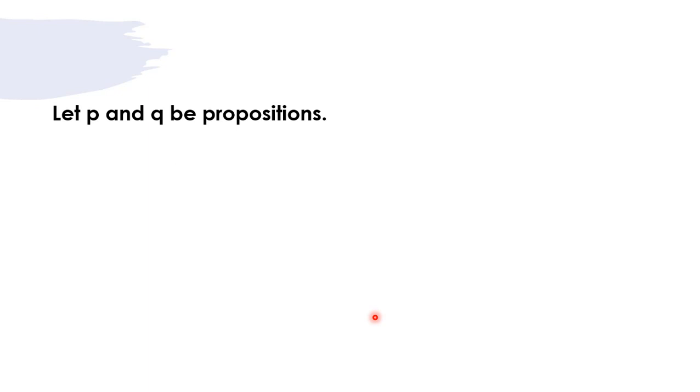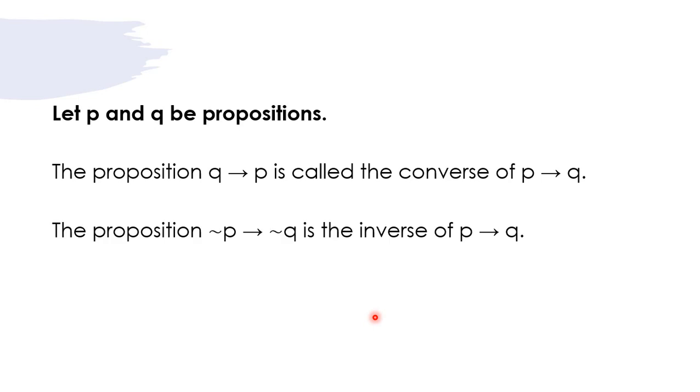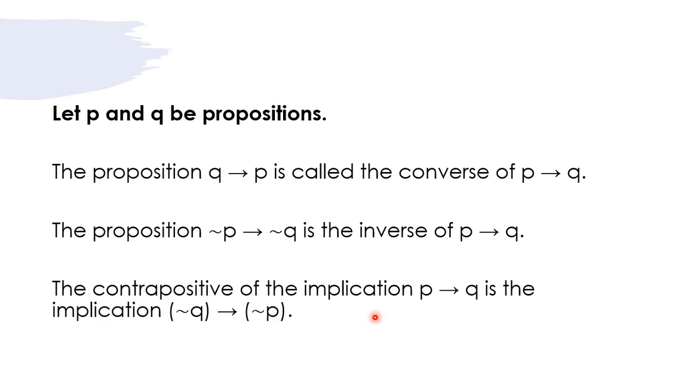Let P and Q be propositions. The proposition Q implies P is called the converse of P implies Q. The proposition not P implies not Q is the inverse of P implies Q. And the contrapositive of the implication P implies Q is the implication not Q implies not P.